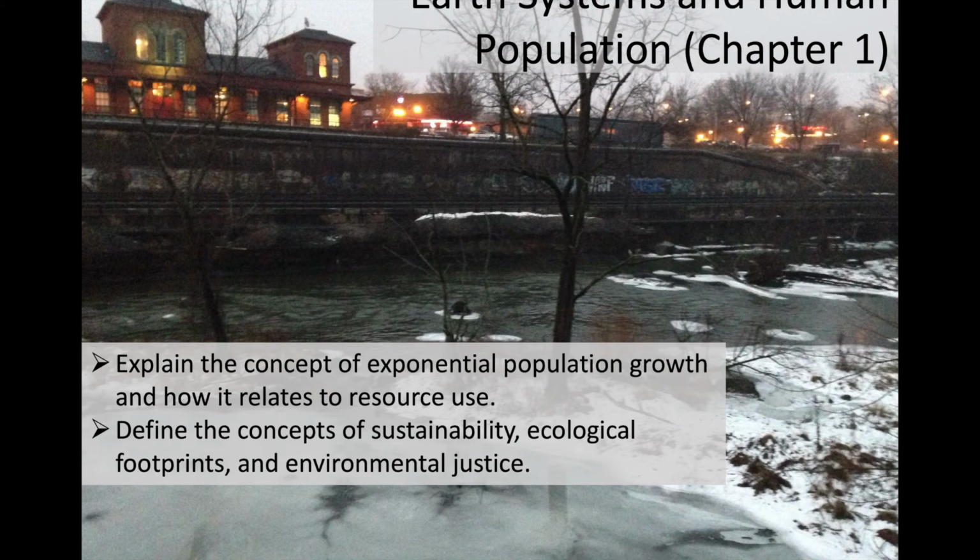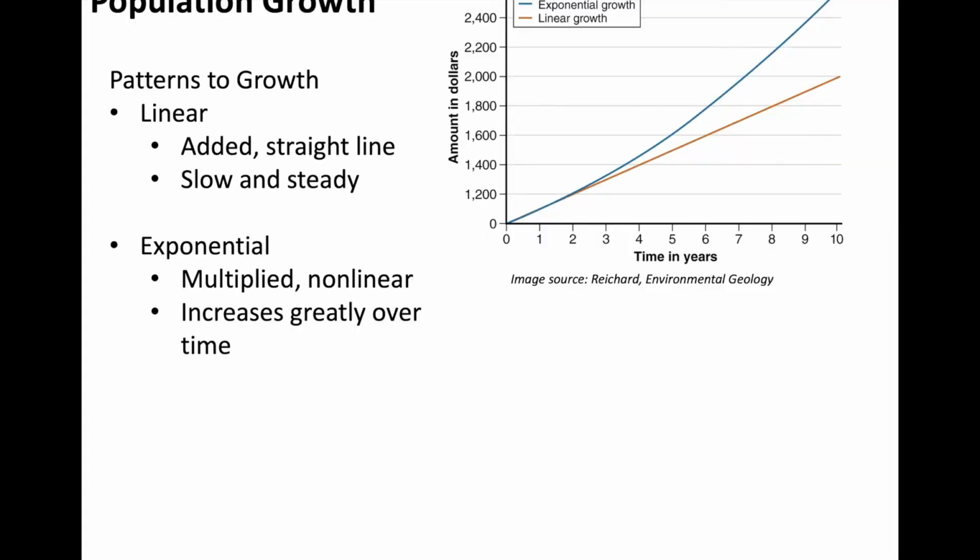This lecture on Earth systems and human population will cover the final two learning outcomes of this week. First, we will explain the concept of exponential population growth and how it relates to resource use. Second, we will define the concepts of sustainability, ecological footprints, and environmental justice. This last learning outcome is covered not only in this lecture, but also in the extra reading and in the activities. Let's start by talking about possible ways populations might grow.